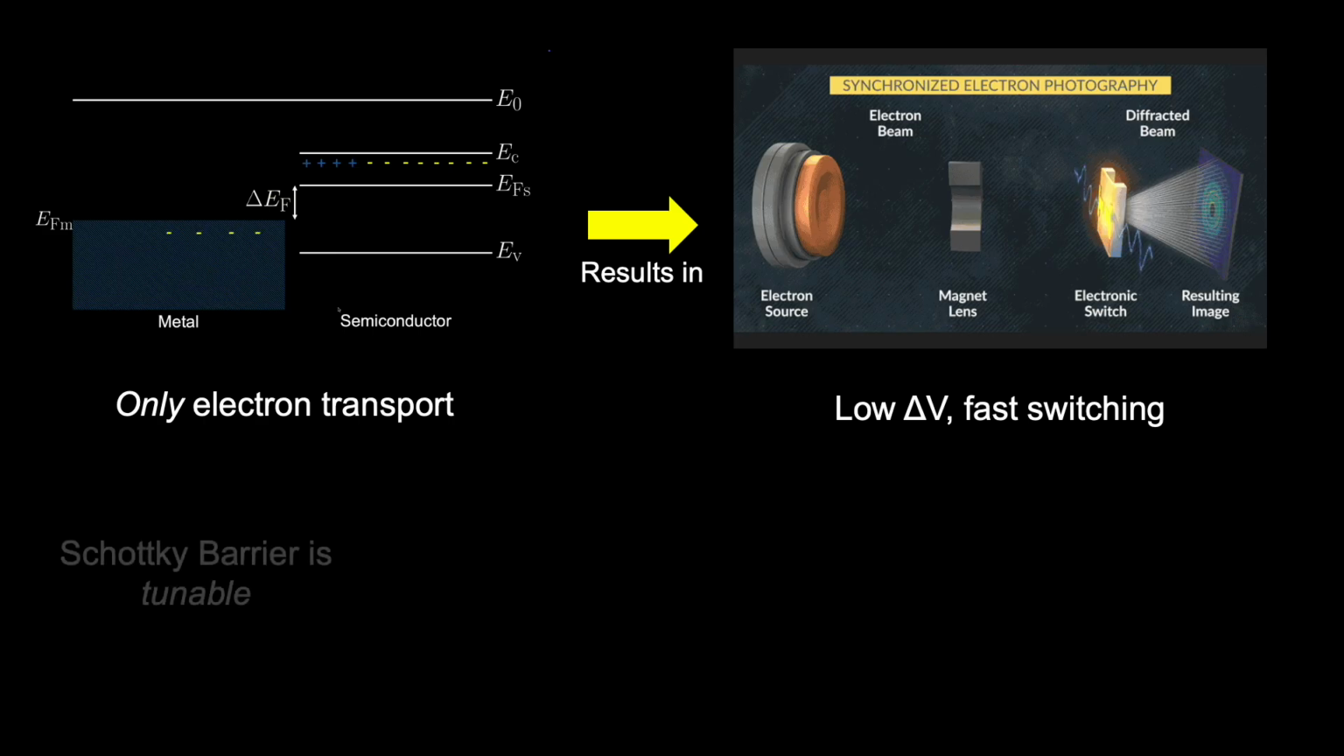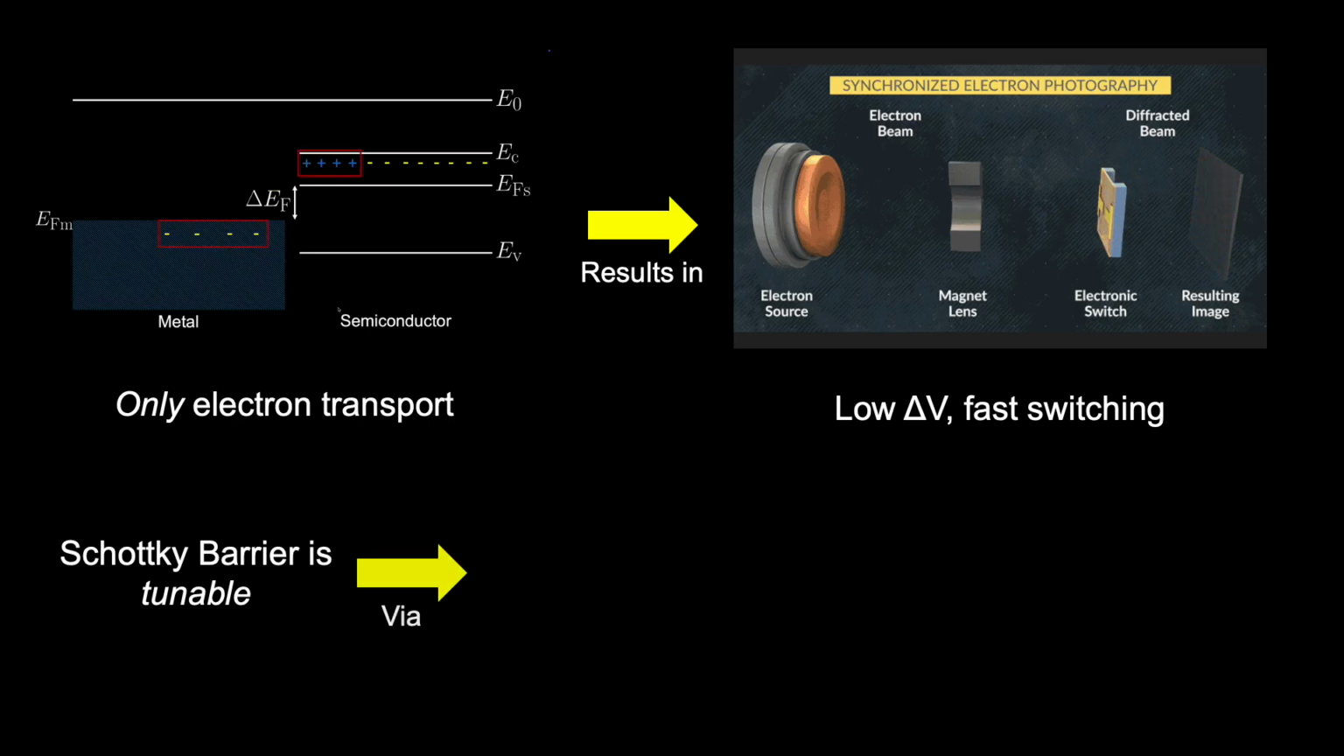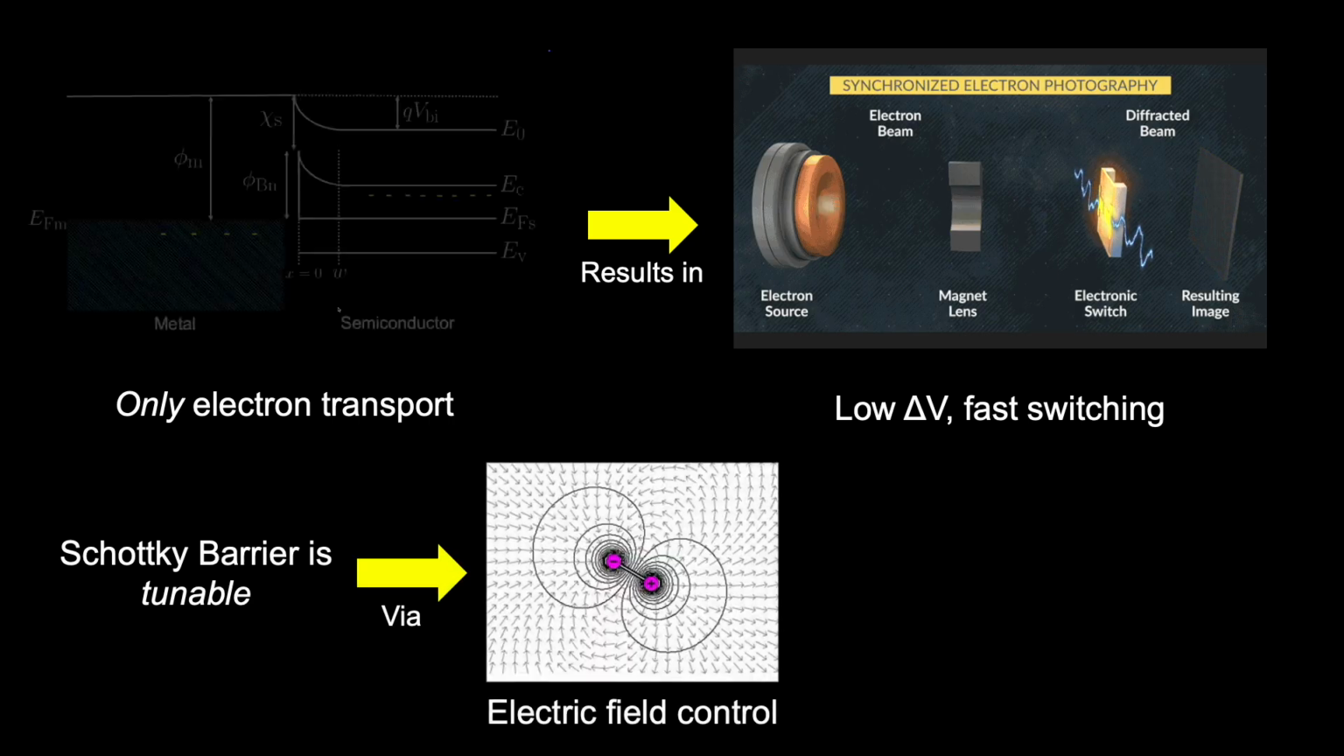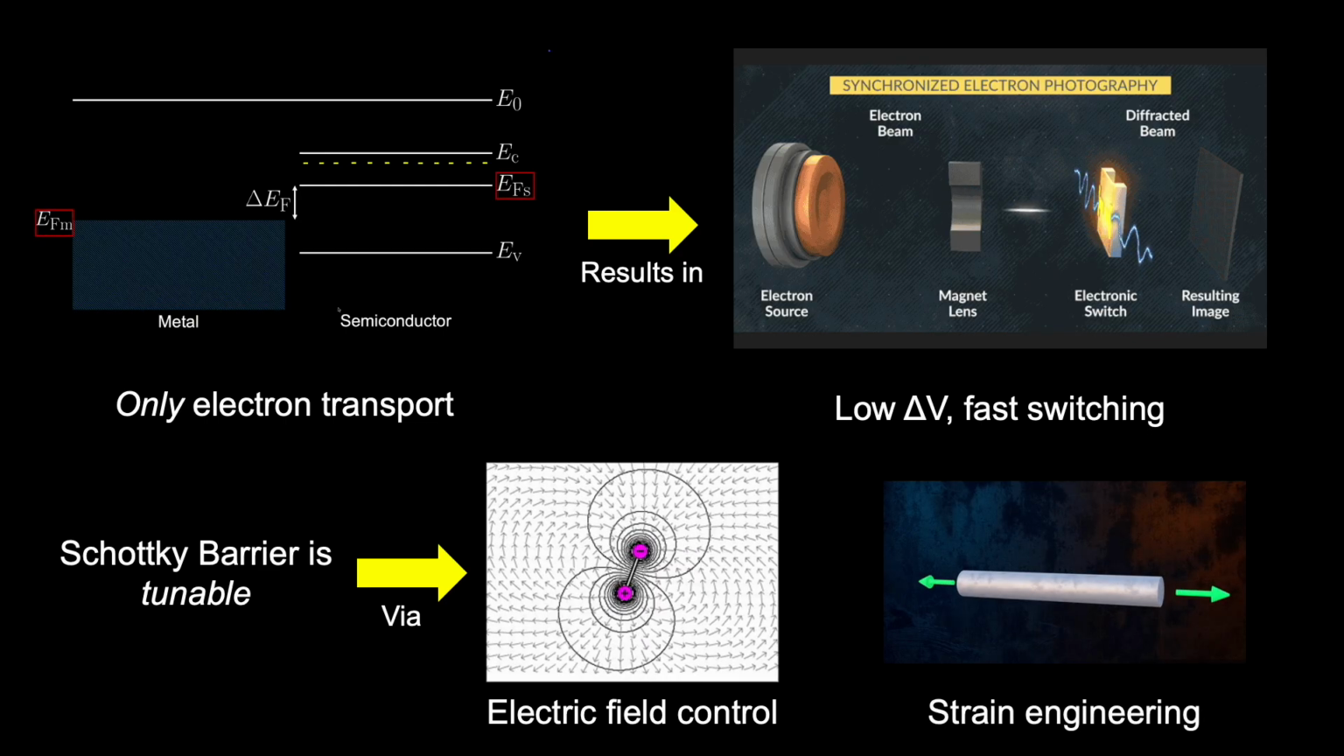We can actually tune the Schottky barrier height to optimize device performance. From our previous discussion, we might theorize that manipulating the metal and semiconductor used, as well as the interfacial contact, might be a good place to start. More recently, researchers have used electric field control and strain engineering to tune the barrier.